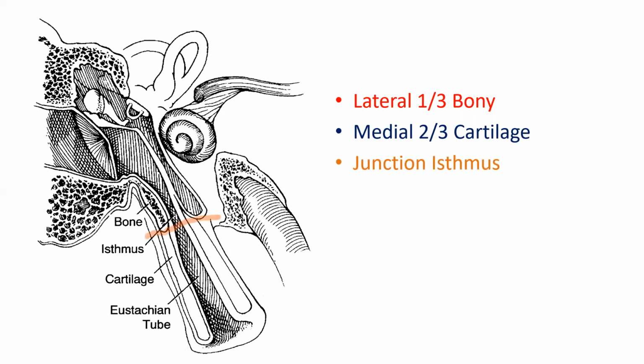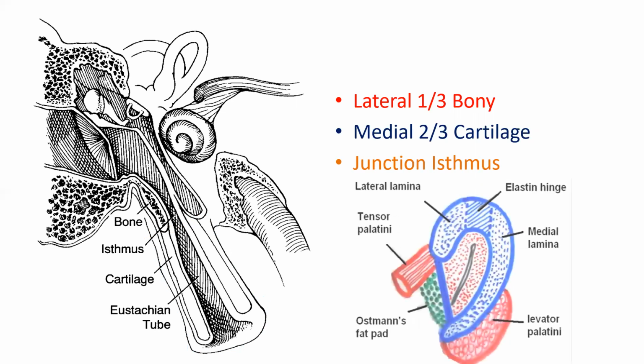in the Eustachian tube. The cartilaginous part is not a complete canal, where it is formed by lateral lamina and medial lamina connected together with an elastic hinge. The tensor palatini muscle is attached to the lateral lamina, whereas levator veli palatini muscle is attached to the medial lamina. The part which is uncovered in the cartilaginous structure is filled with Ostmann's fat pad.